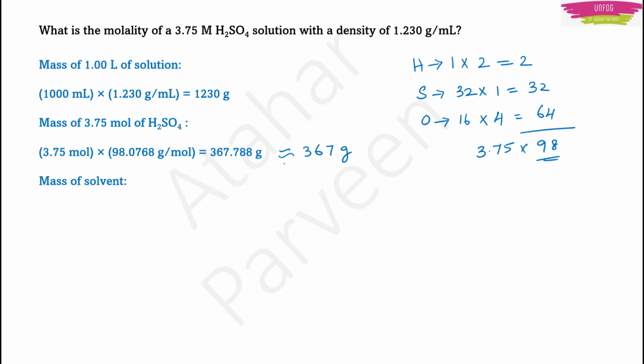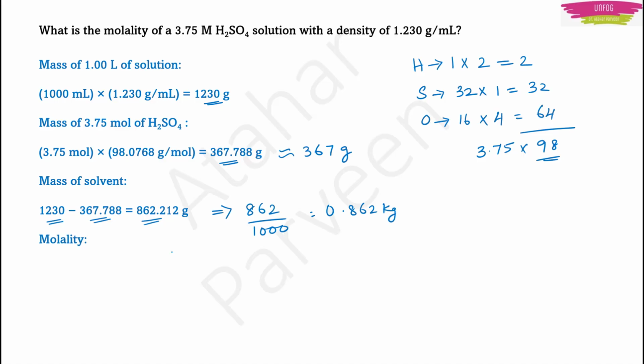Now you find the mass of solvent. Mass of solvent will be equal to the mass of solution minus mass of solute. Now 1230 minus 367. It will be around 862.2 grams. Okay. Now this mass of solvent, it is in grams, right? But we need to have it in kg. So you convert it in kg. How you convert it? 862 upon 1000 or 0.862 kg.